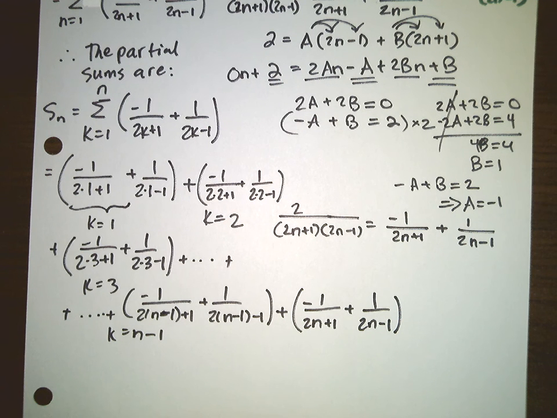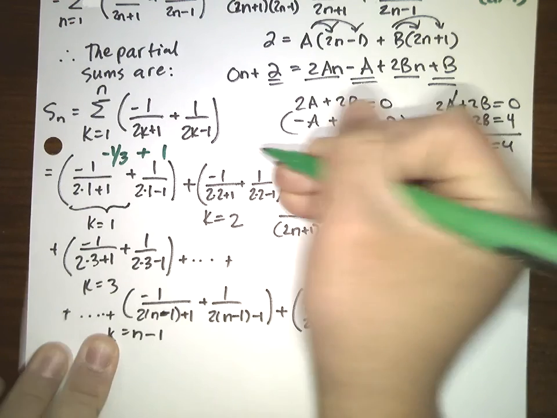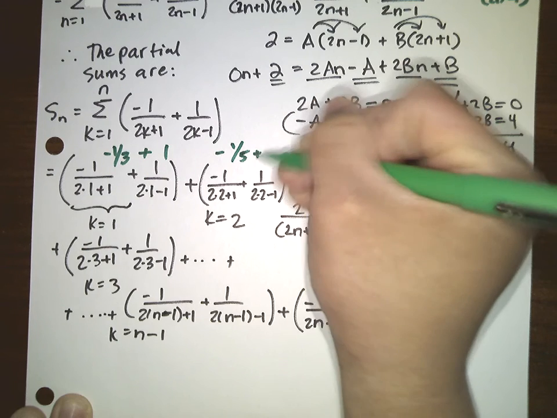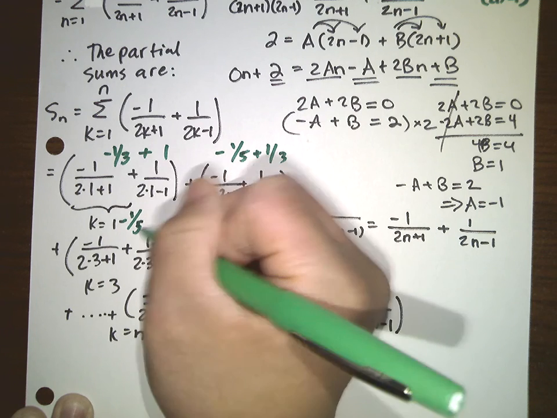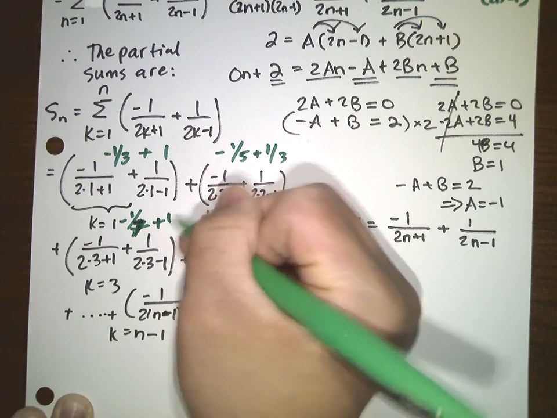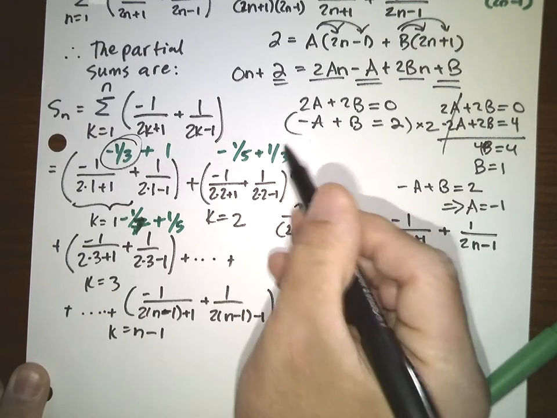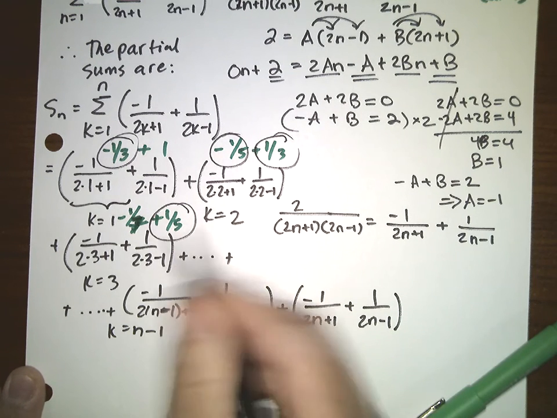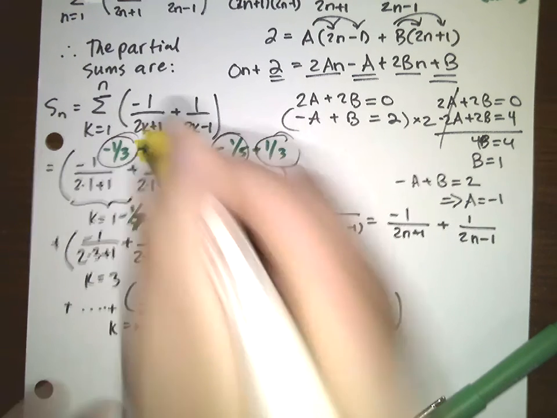And here I can see I have negative 1/3 plus 1, then this way negative 1/5 plus a third, then negative 1/7, yep, plus a fifth. And then I can see that the 1/3s get eliminated, and the 1/5s get eliminated, and the 1/7 will get eliminated with the next term out. So the only thing I'm left with is the 1.